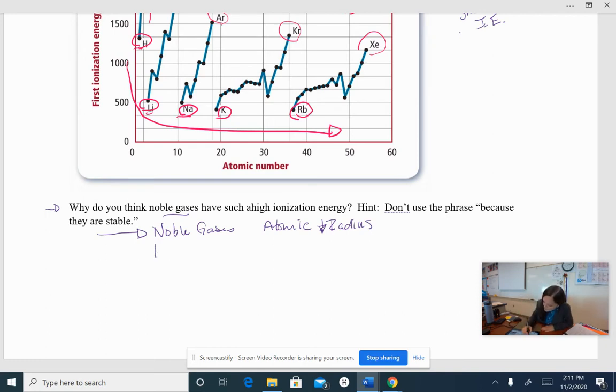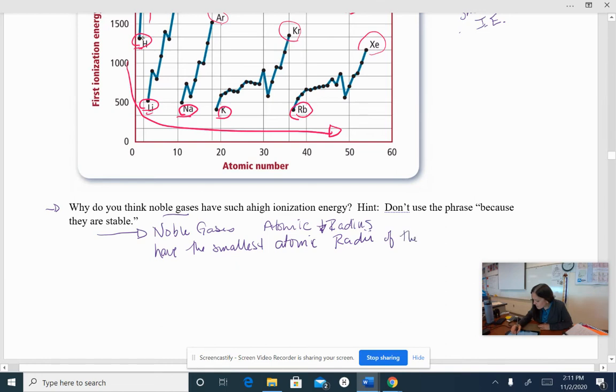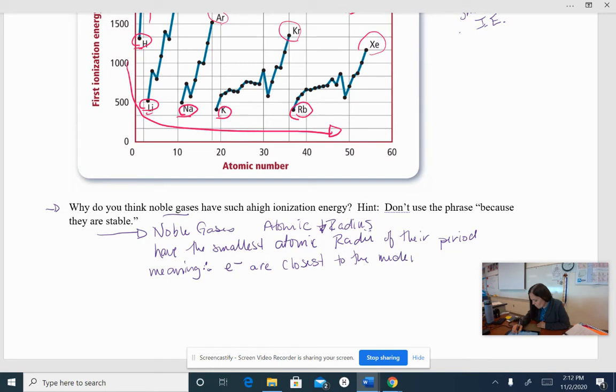So the noble gases have the smallest atomic radii of their period, meaning electrons are closest to the nucleus in noble gases.